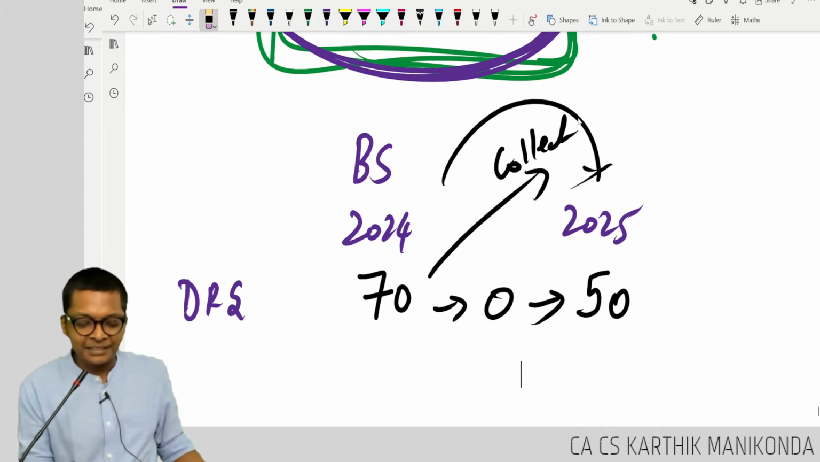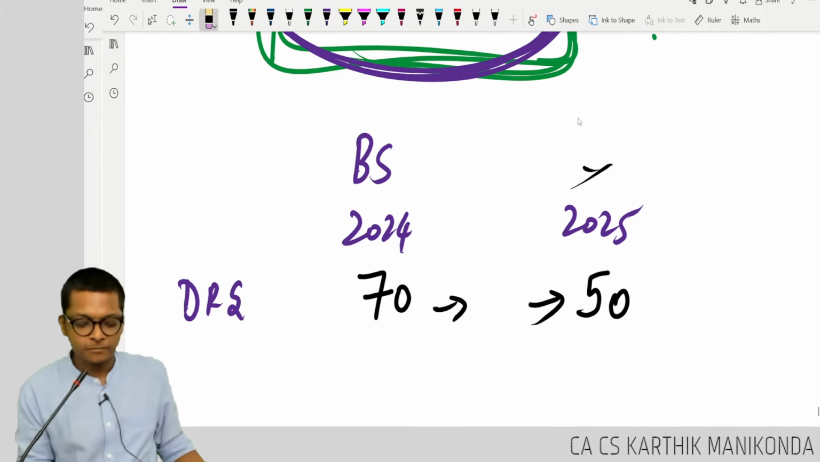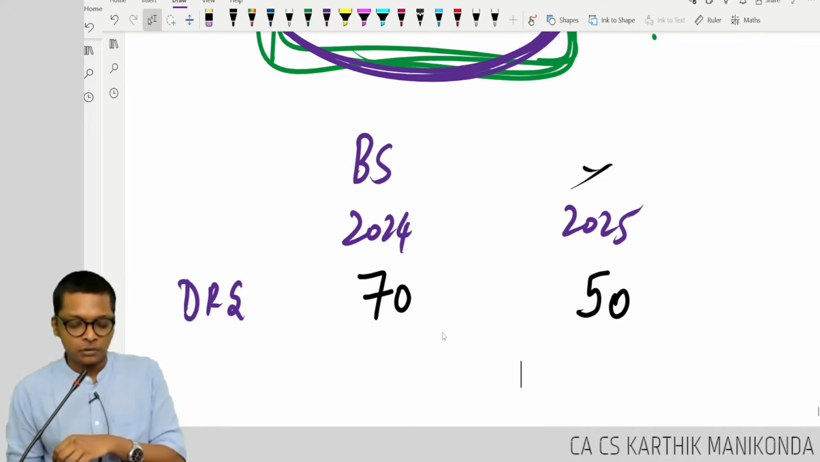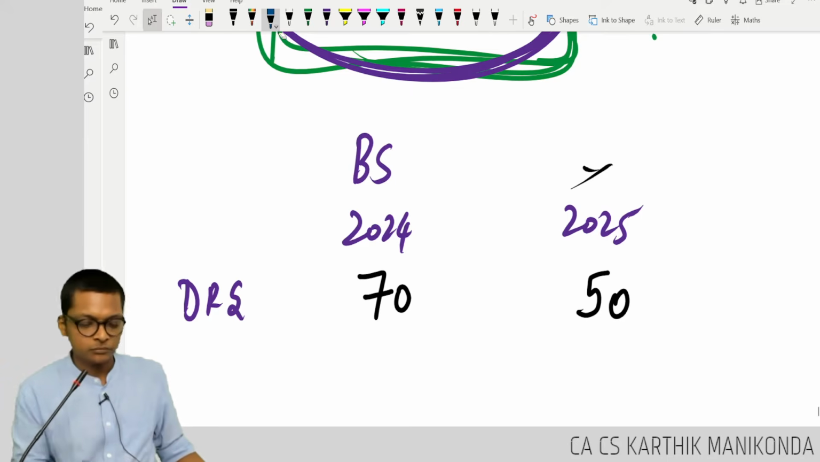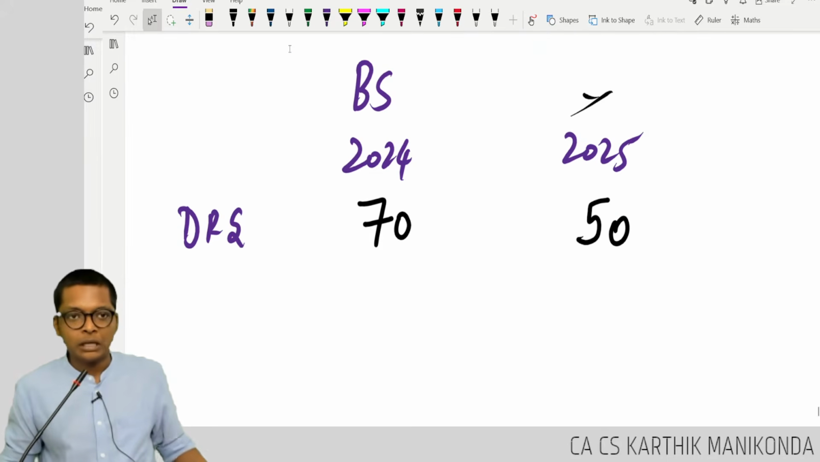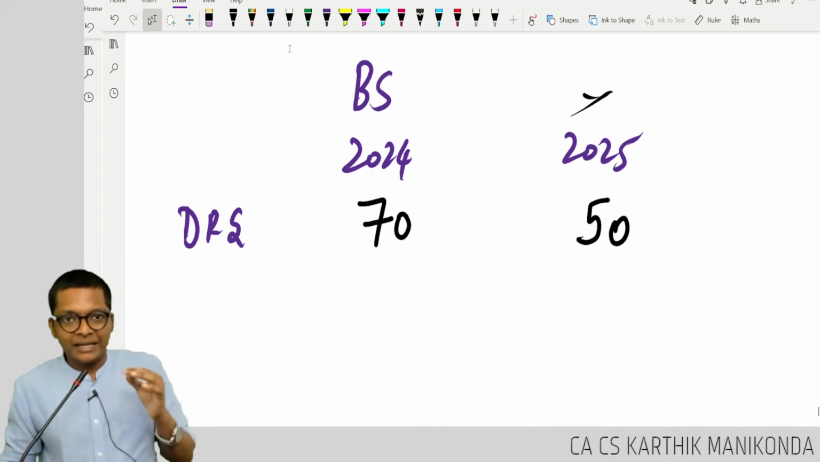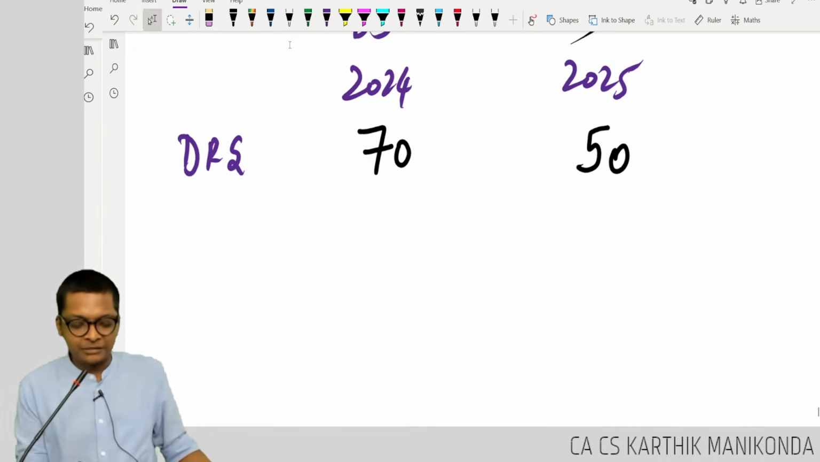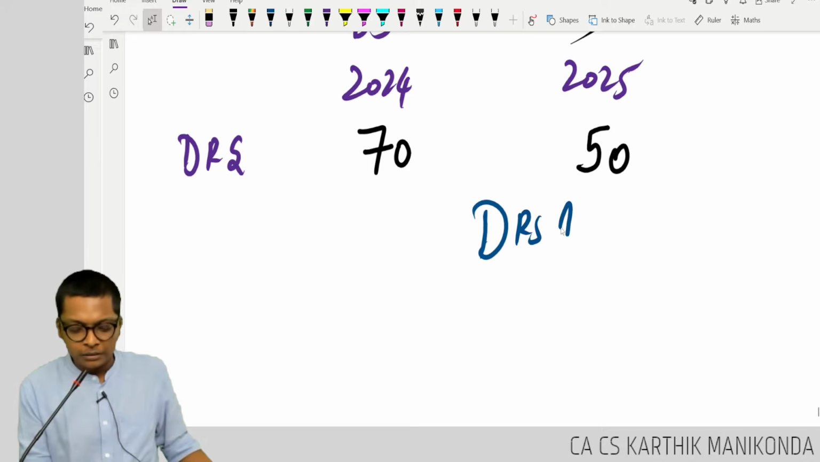How do I know 70 is collected? How do I know? So what I will do, I will prepare one debtors account. Let me prepare the debtors account.